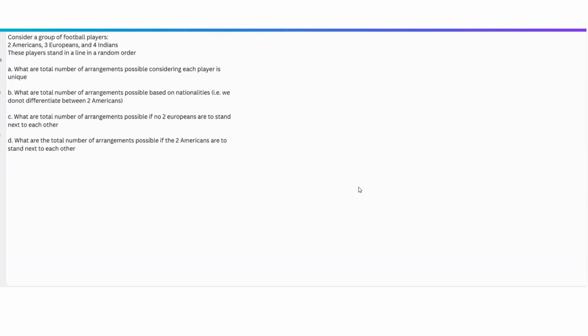We want to look at this question related to permutations, where we're given a group of football players: 2 Americans, 3 Europeans, and 4 Indians, and these players stand in a line at random. In the first part, we want to find the total number of arrangements possible, considering each player is unique.